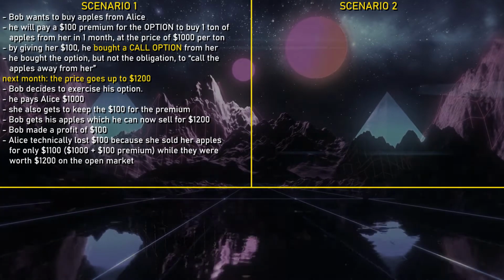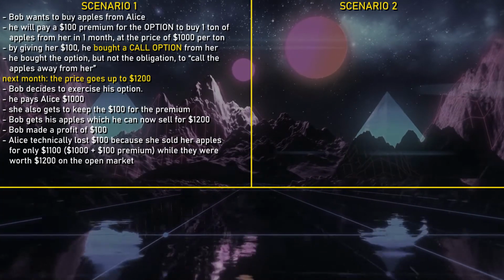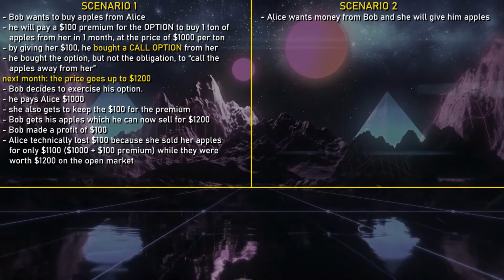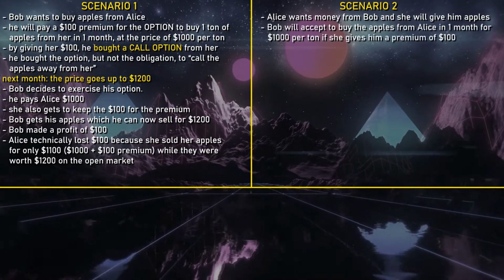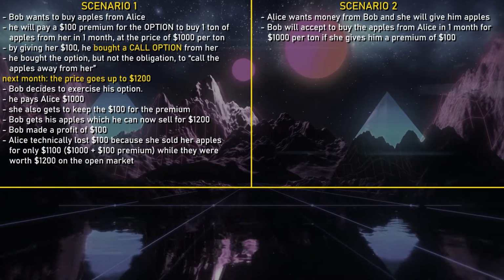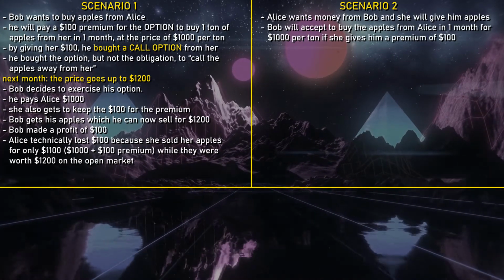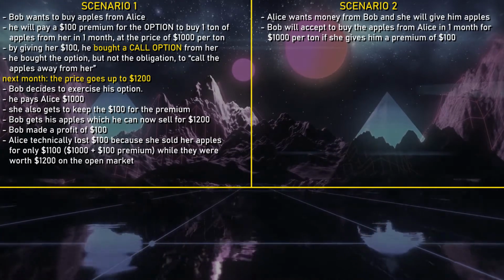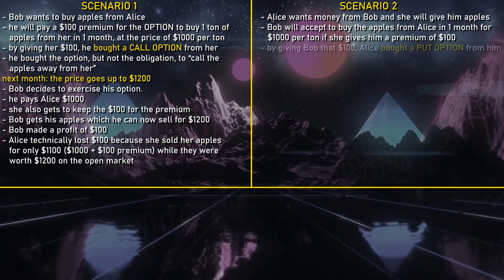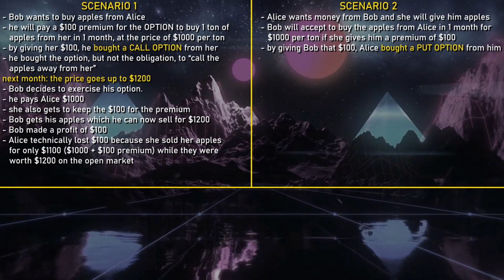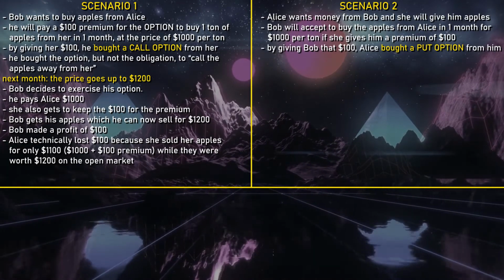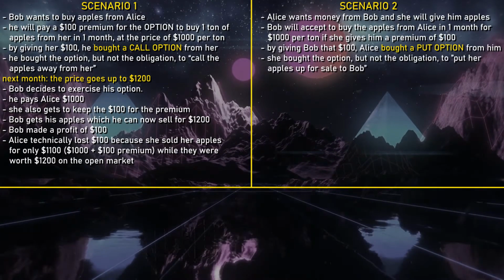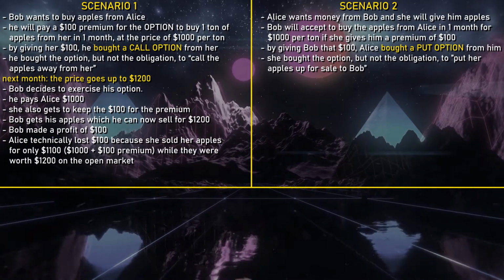Now let's look at the second scenario. This time, it's Alice who wants money from Bob, and she will give him the apples. Bob says he will accept to buy the apples from Alice in 1 month for the price of $1,000 per ton if she gives him a premium of $100. By giving Bob that $100, Alice basically bought a put option from him. She bought the option, but not the obligation, to sell her apples to him.